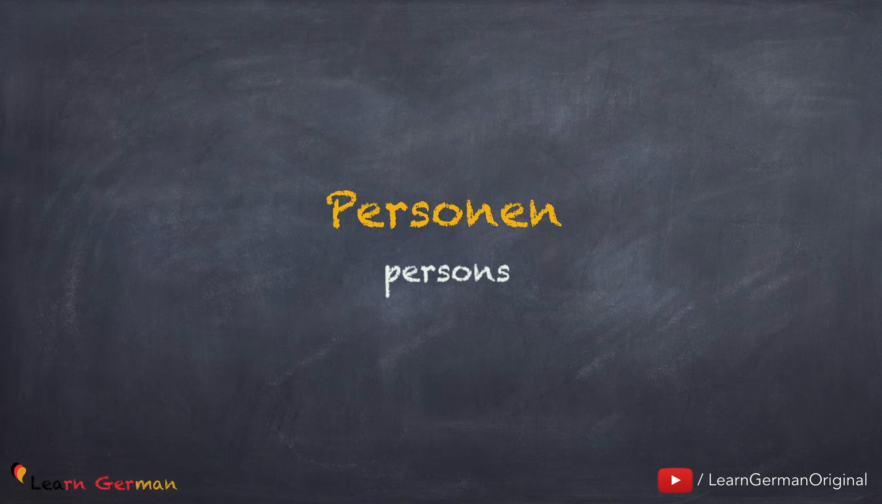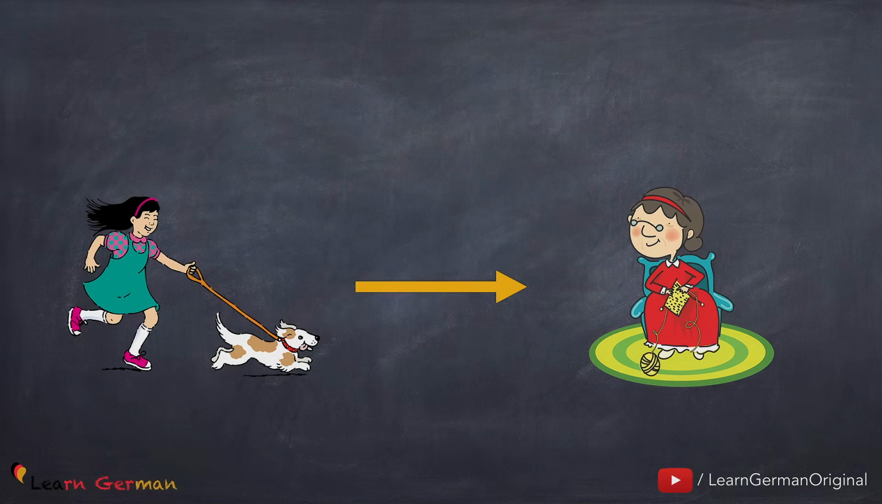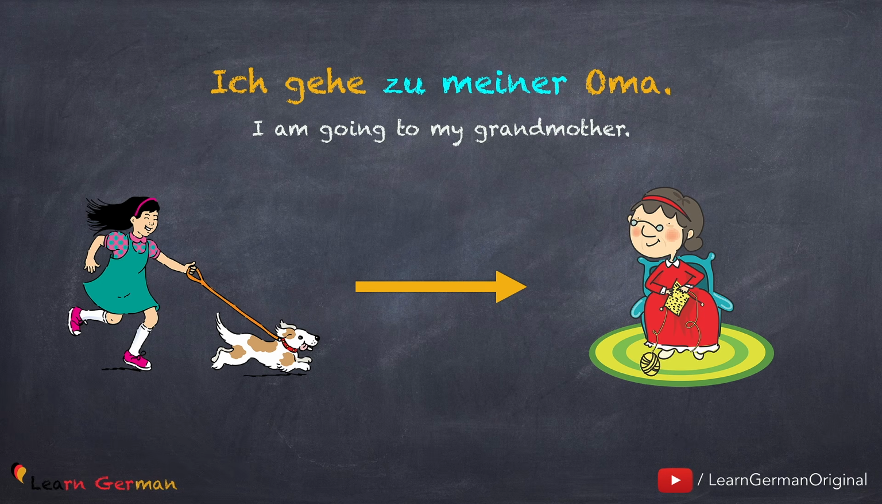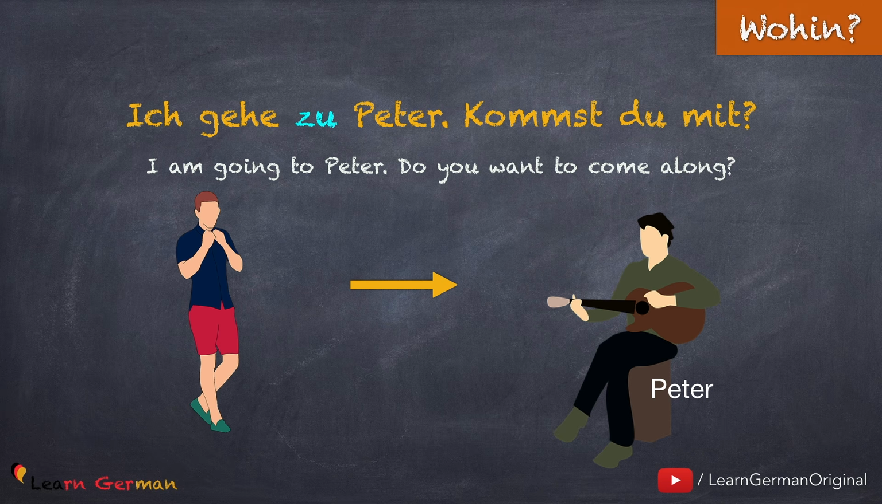You will also use the preposition zu when you're talking about Personen. For example, ich gehe zu meiner Oma. Here also, since there's a movement, you will ask wohin, but you will use the dative article. Sometimes you don't need an article. For example, ich gehe zu Peter. Kommst du mit? Here also you're going from one point to another, in this case, to a person.